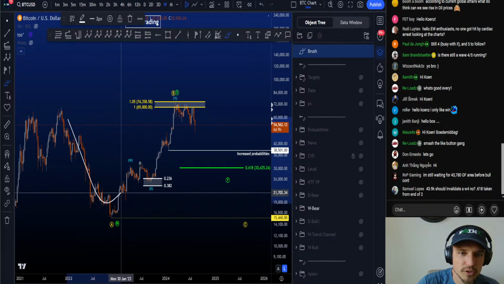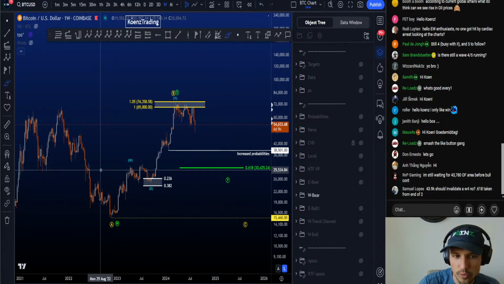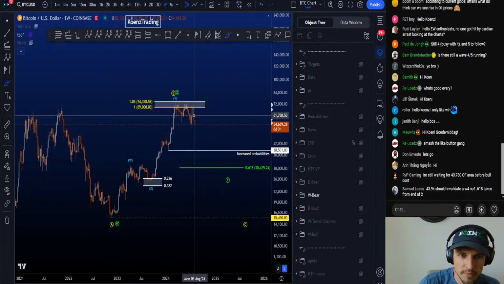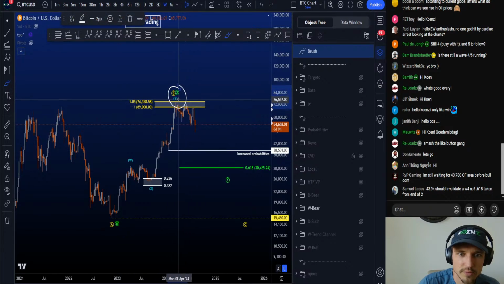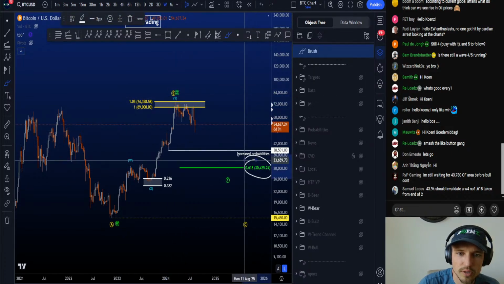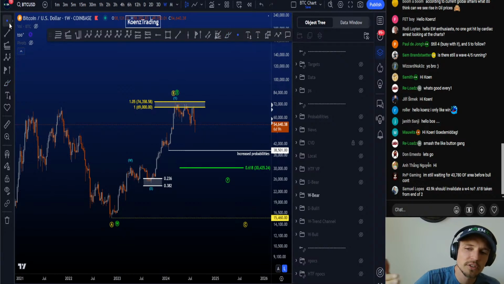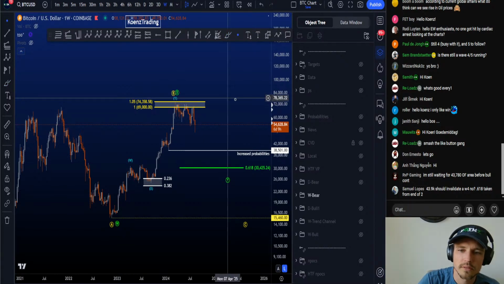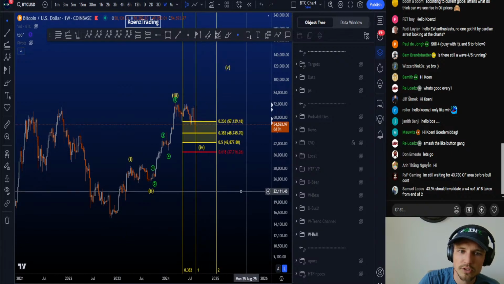And the alternative is your WXY, which would be the first option, which leads to similar price action: a high is made and you look for price to move down with the minimum target being 30.4K. Now, as mentioned, the probabilities are lower for the bearish scenario, right, compared to the bullish scenario.